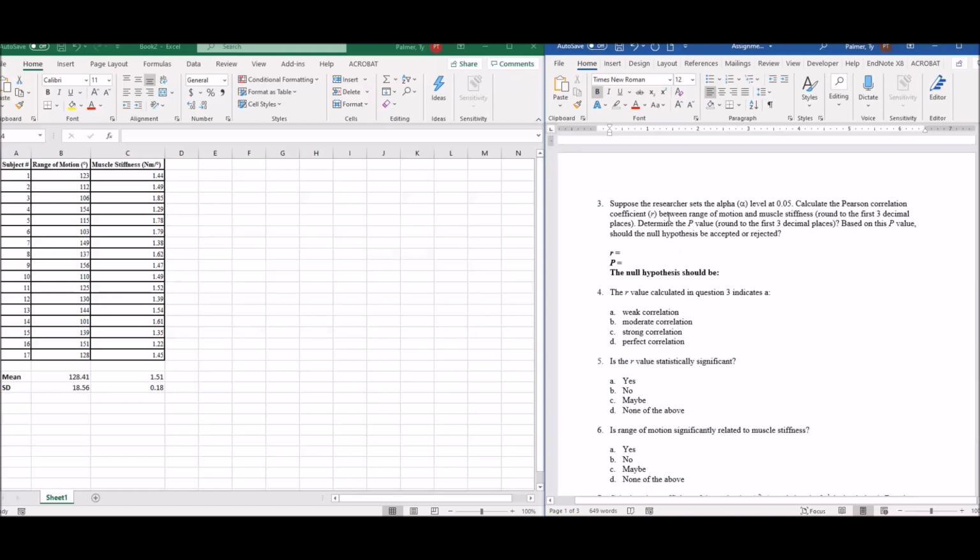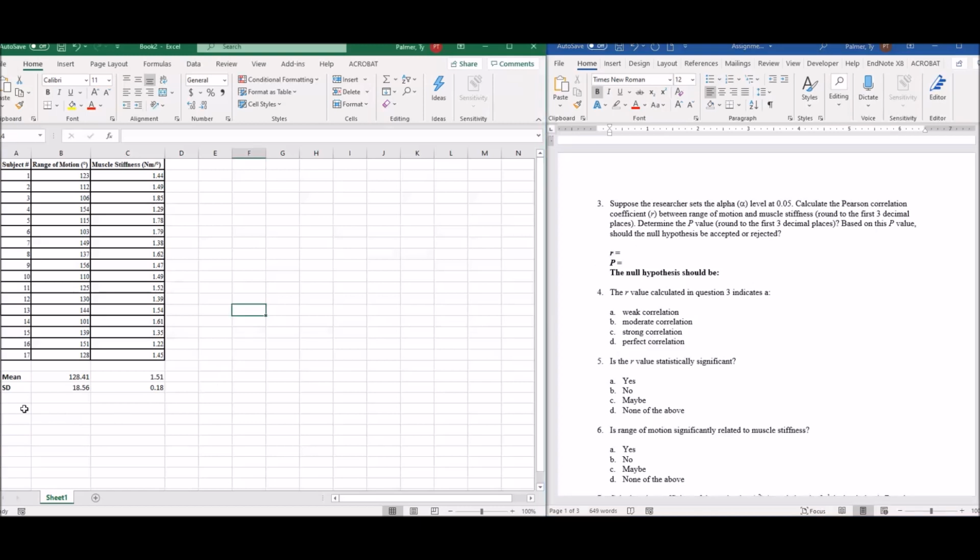Question 3 says, suppose the researcher sets the alpha level at 0.05. Calculate the Pearson correlation coefficient between range of motion and muscle stiffness. Okay, so let's go ahead and do that one first. That's the first one that's left blank for us. R, remember, the correlation coefficient is symbolized by the lowercase italicized letter R. And so this is where we're going to put our answer for that question. Calculate the Pearson correlation coefficient.